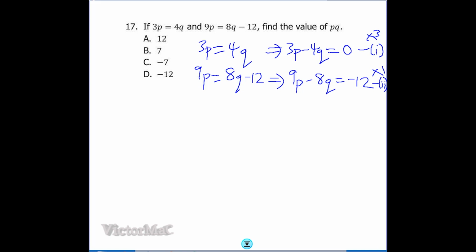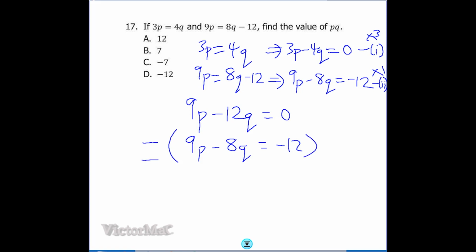So equation 1 times 3, we're going to have 3 times 3p, that's 9p. 3 times minus 4q, we have minus 12q. 3 times 0, we have 0. Then the second equation is the same because we're multiplying by 1. Alright, let's subtract to eliminate p now.